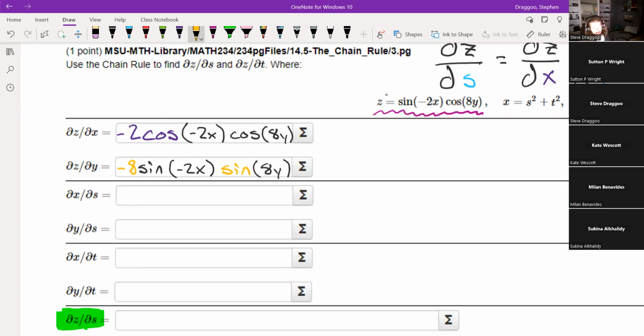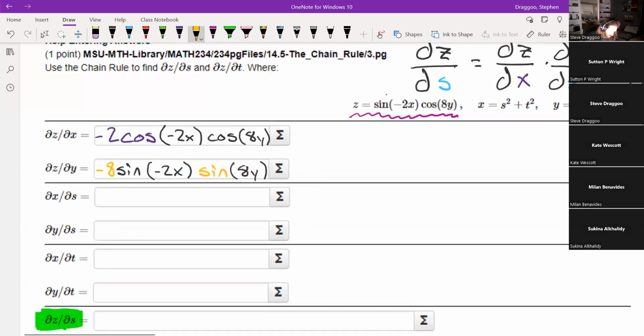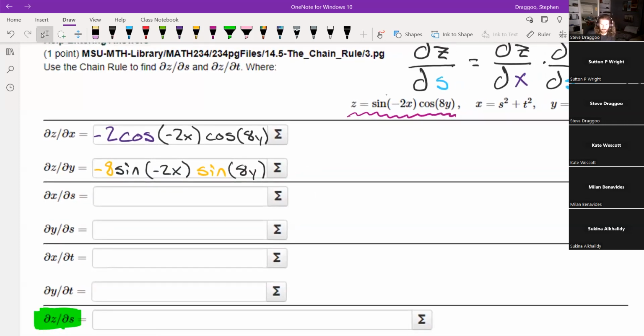So negative 2 cosine cosine and negative 8 sine sine. Both of those are functions of x and y. Now I should go through and get the derivative of x and y with respect to s. So x is this guy right here, y is that guy over there, and I need both my derivatives with respect to s. So the derivative of x with respect to s is 2s.